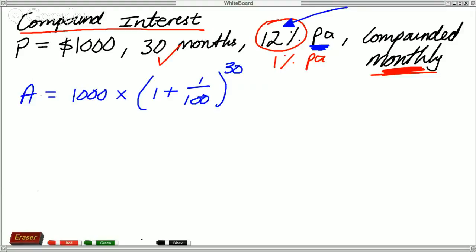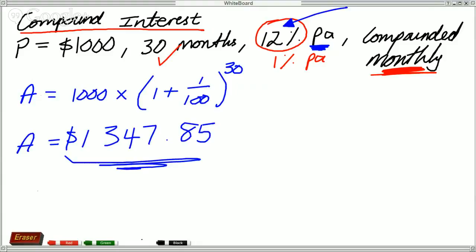So let's have a look at how this turns out. We can type this into our calculator. We've got them in the same time periods. So 1.01 to the power of 30 times 1,000, and we are going to have 1347.85 approximately. So that is the total amount up to 30 months.